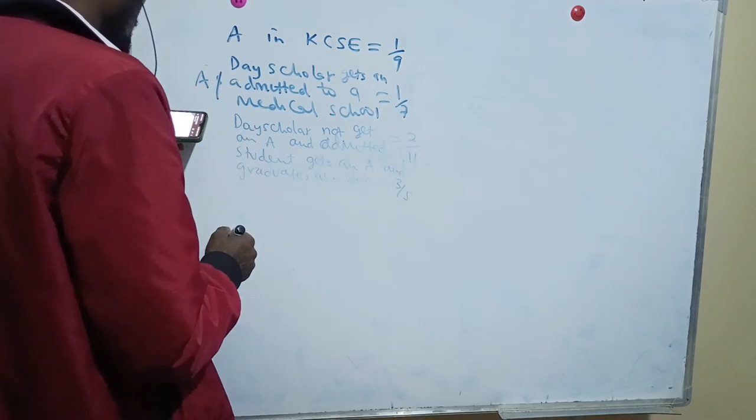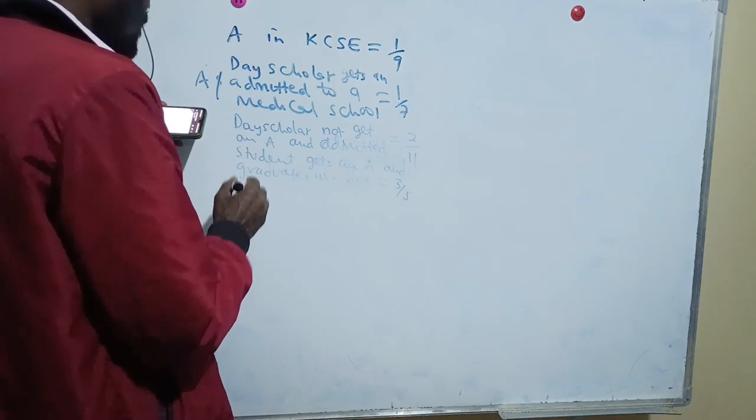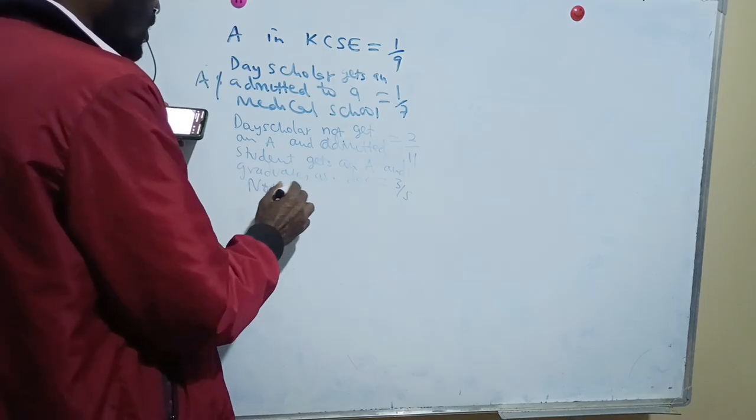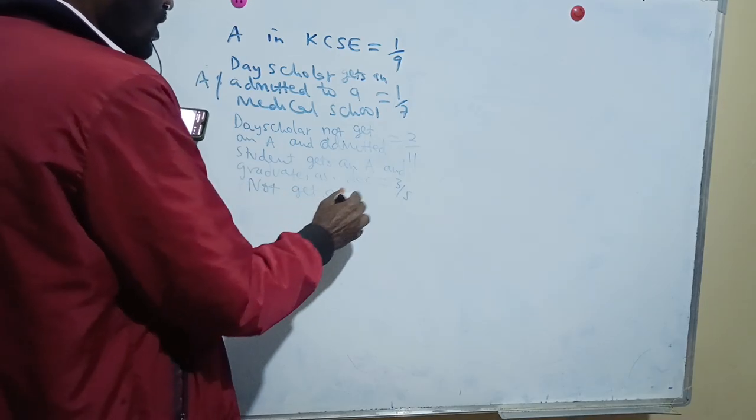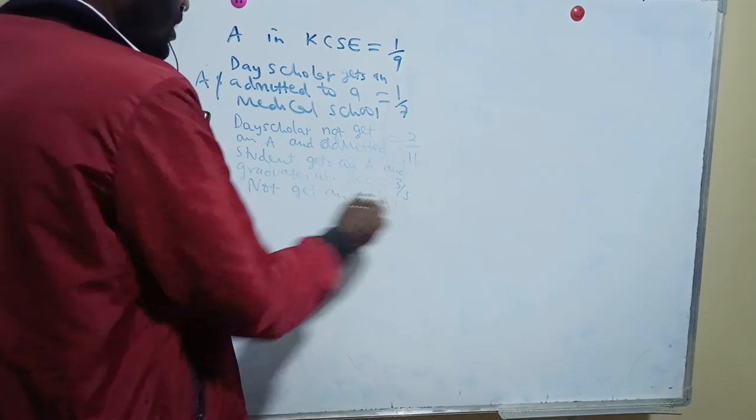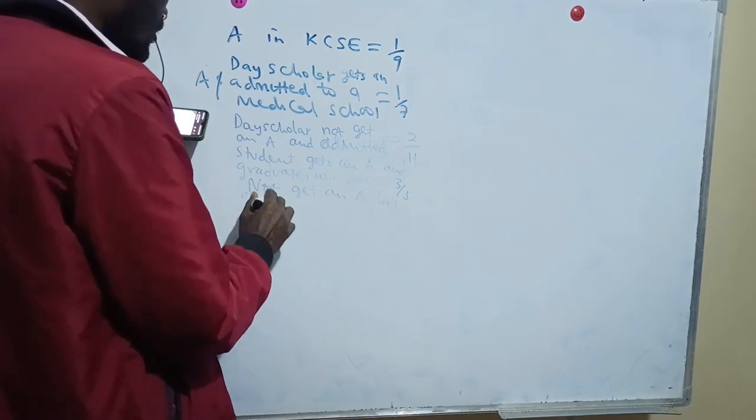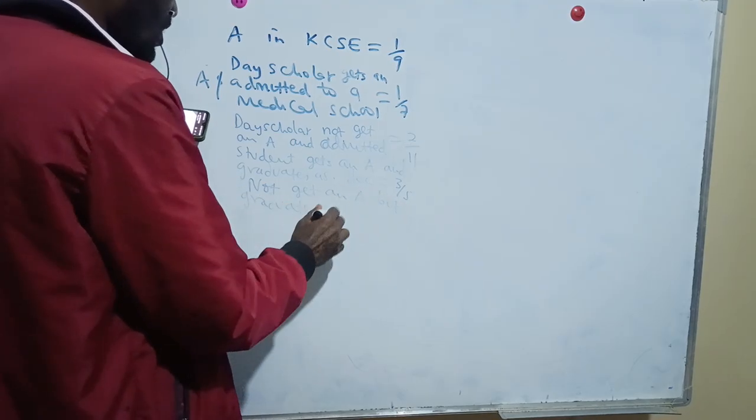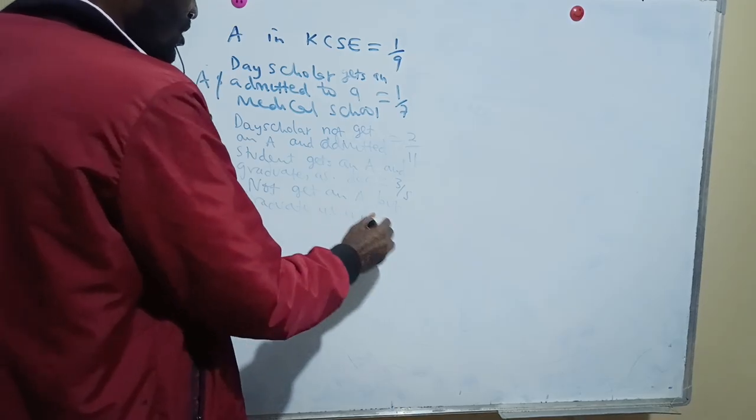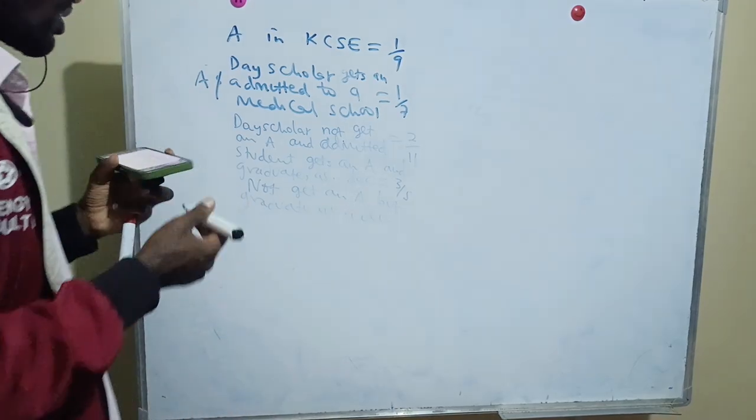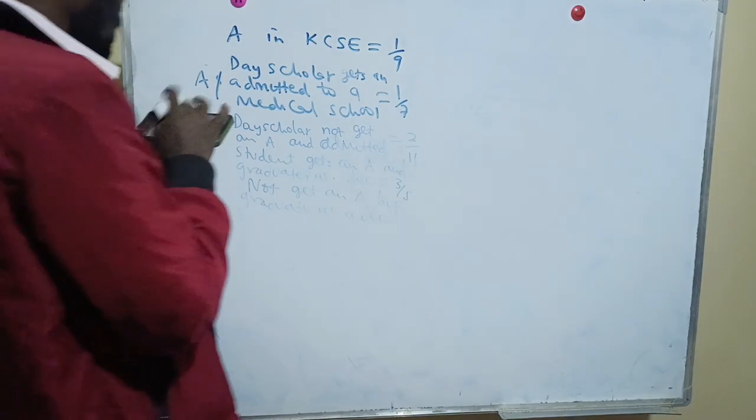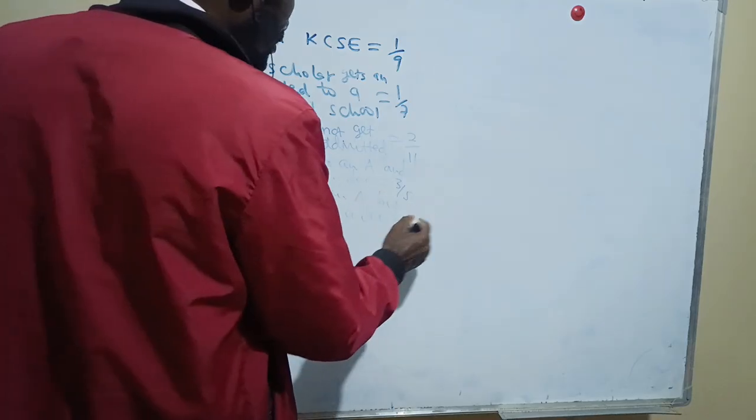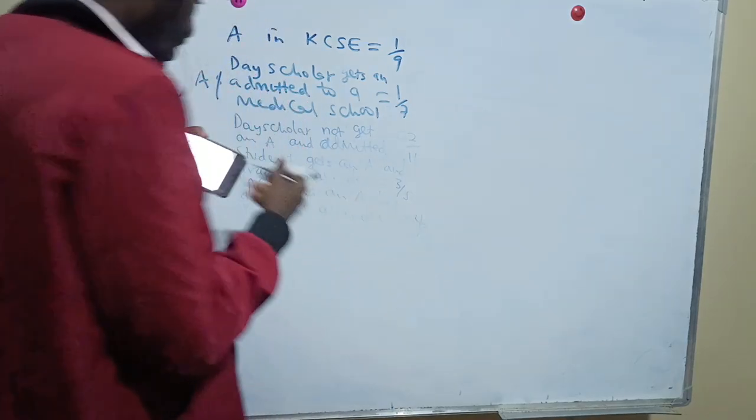If they didn't get an A, the probability they graduate as a doctor is 4/7. So they don't get an A but graduate as a doctor, the probability is 4/7. There we go.